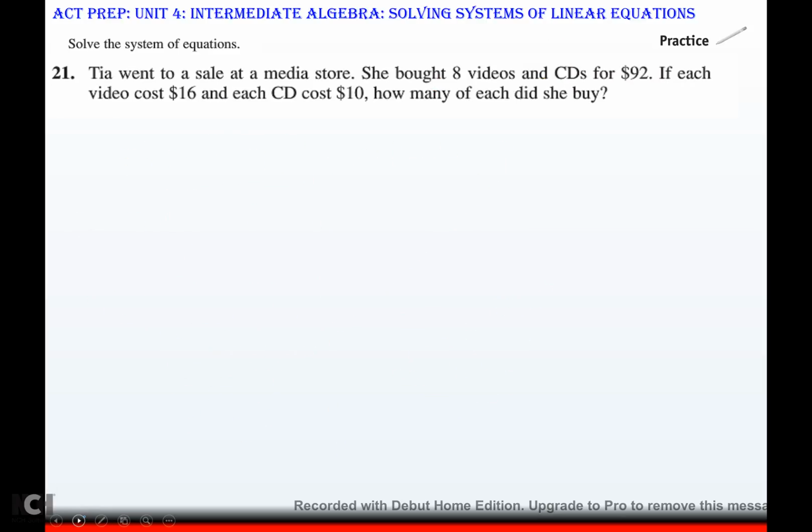Tia went to a sale at a media store. She bought 8 videos and CDs for $92. So we have two sets. She bought a total of 8 videos and CDs. So if we call videos X and CDs Y, wouldn't I say that the number of videos plus the number of CDs has to add up to the total that she sold, which was 8.